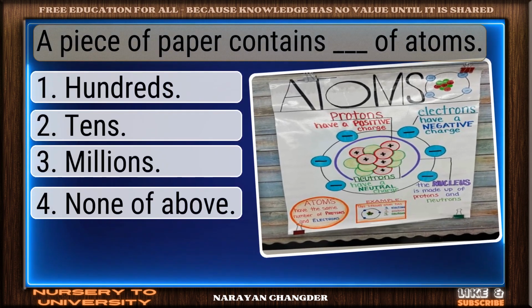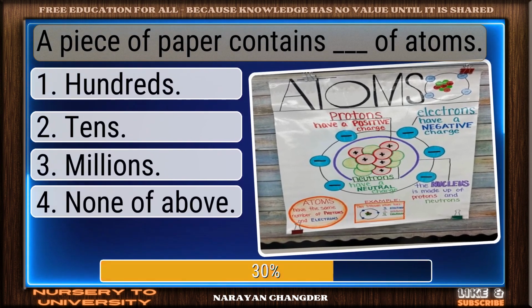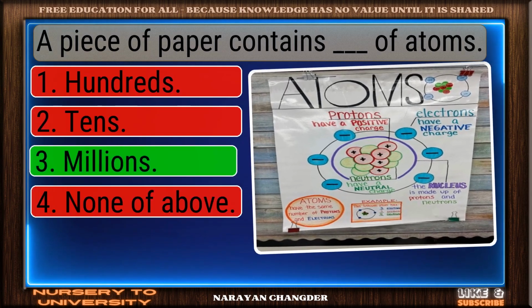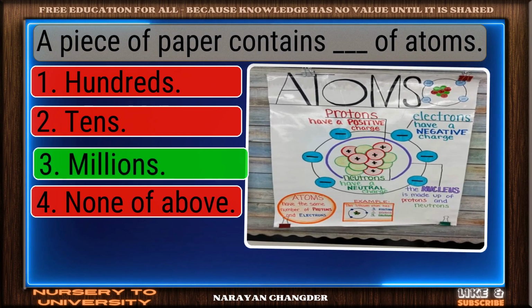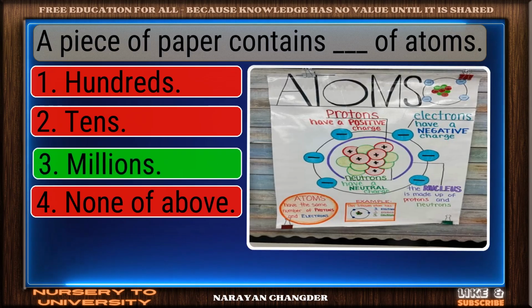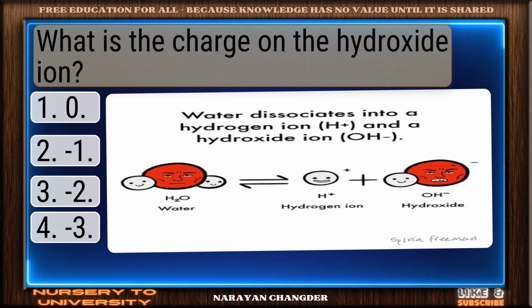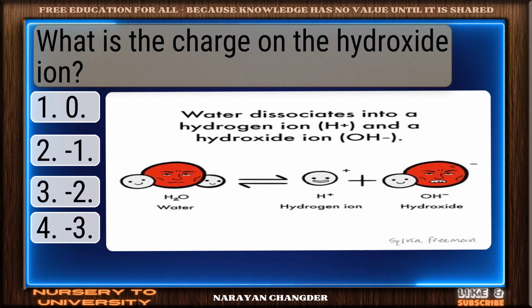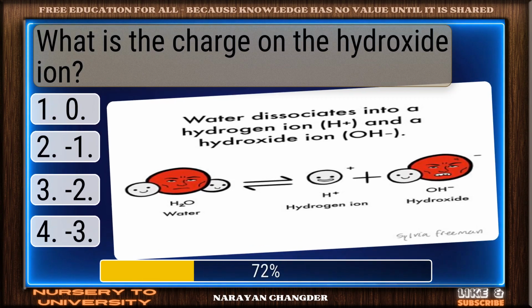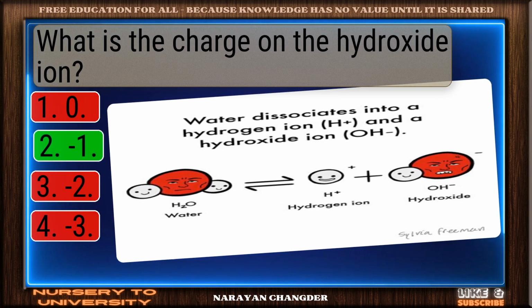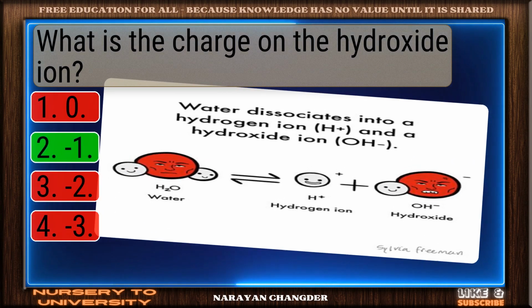A piece of paper contains dash of atoms. Clear logic. Your choice, millions, is sound and 100% true. What is the charge on the hydroxide ion? Excellent choice. 1 is the right answer.